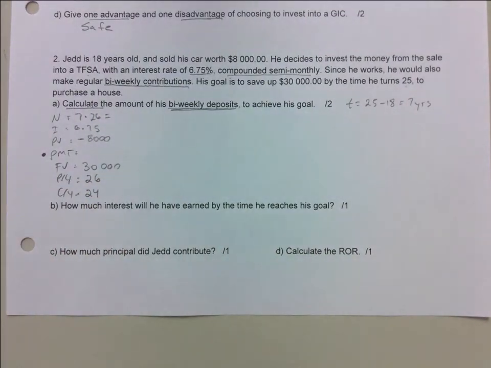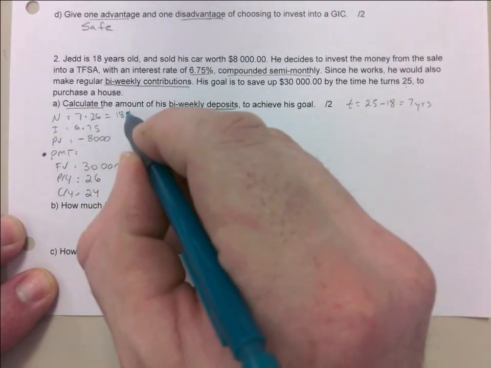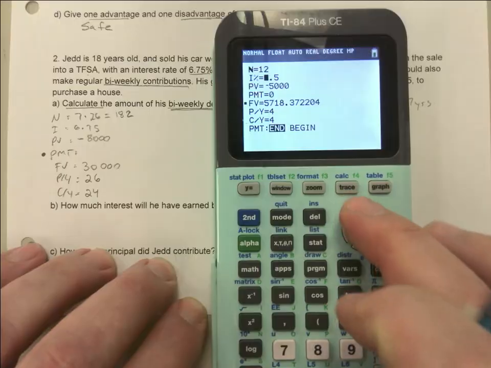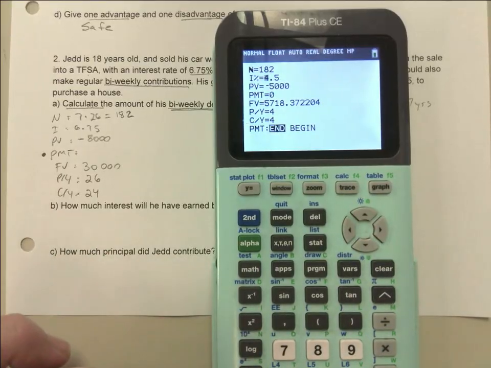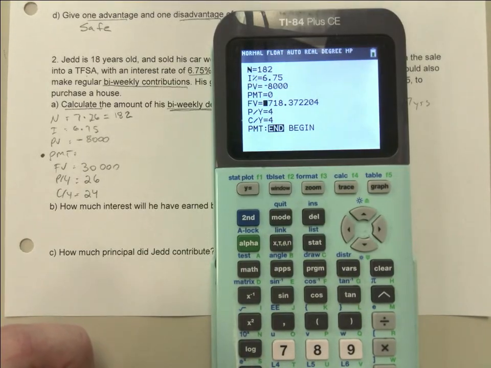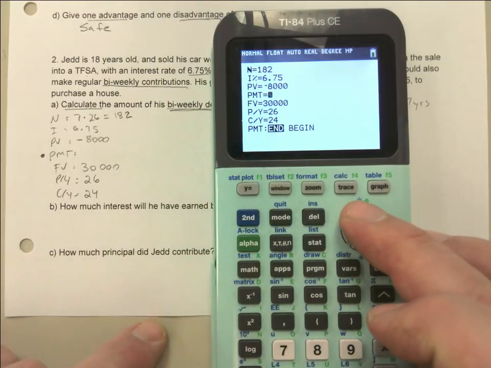Where's my key? I lost my place here now. 360, right? No. 182. It's like bingo. One of these days I'm getting it right. Okay. 182. I'm going to use my calculator, fill that all in. 7 times 26, 6.75, negative 8,000, 30,000, 26, and 24. Watch out for the difference, right?